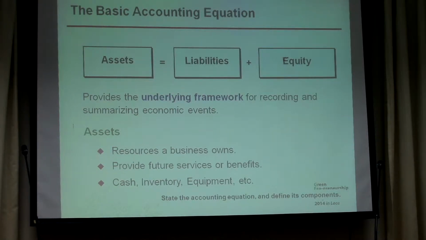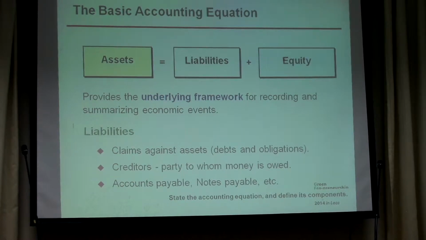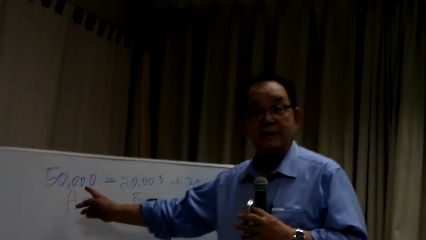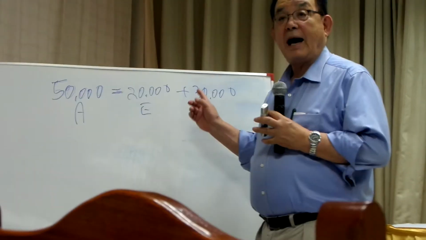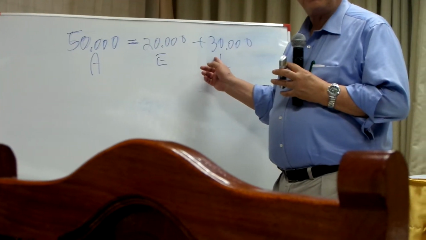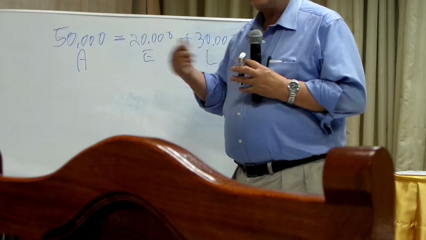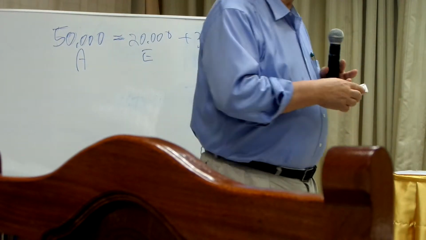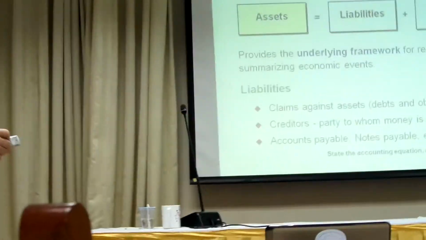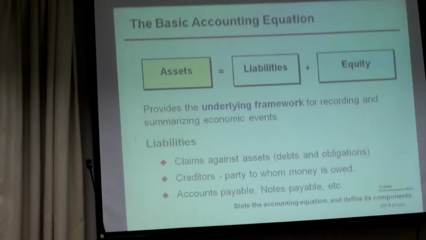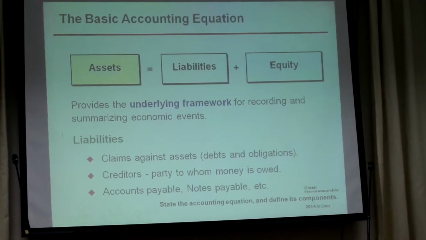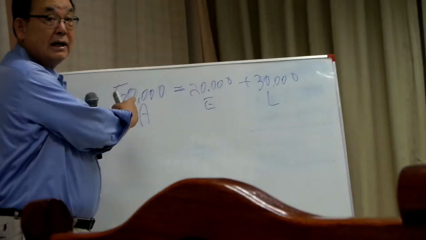Okay? Then what is the liability? Liability is claims against the asset. So over here, $50,000. This Bank of America, I owe $30,000 to Bank of America. They are going to claim against me, right? So this 30,000 is over here. It is claims against the asset, right?